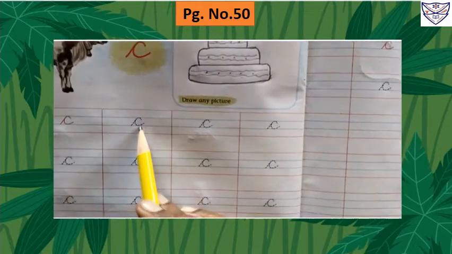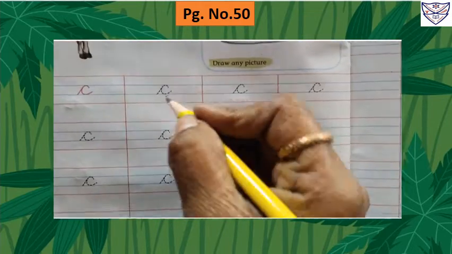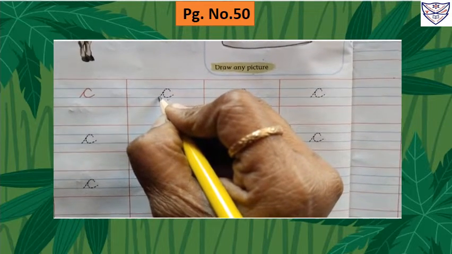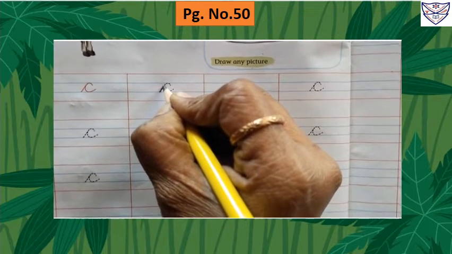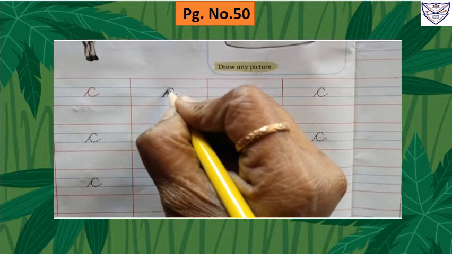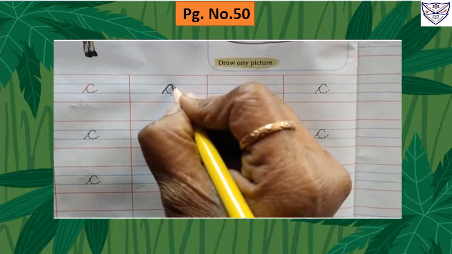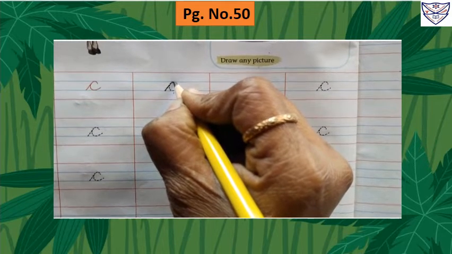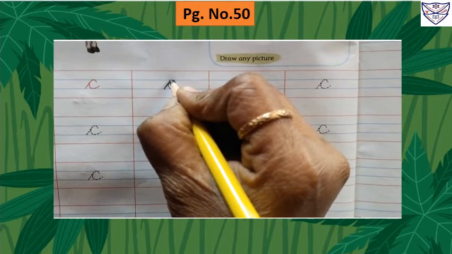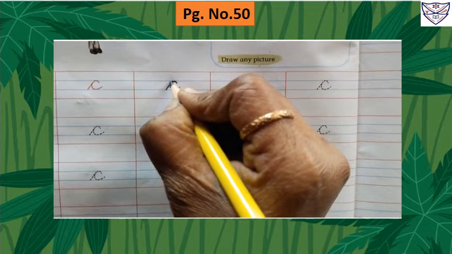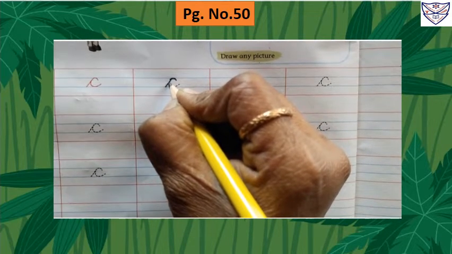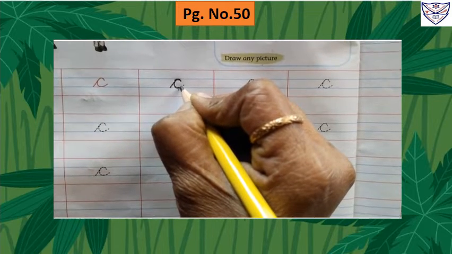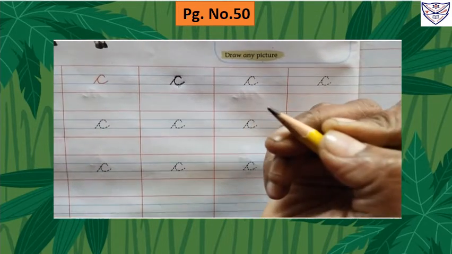How to write small cursive C? Put your pencil point on the second blue line. Make a slanting line up to the first blue line. Make a curve on the first blue line like this. Come back down. Touch the second blue line and make a C like this. Small cursive C.